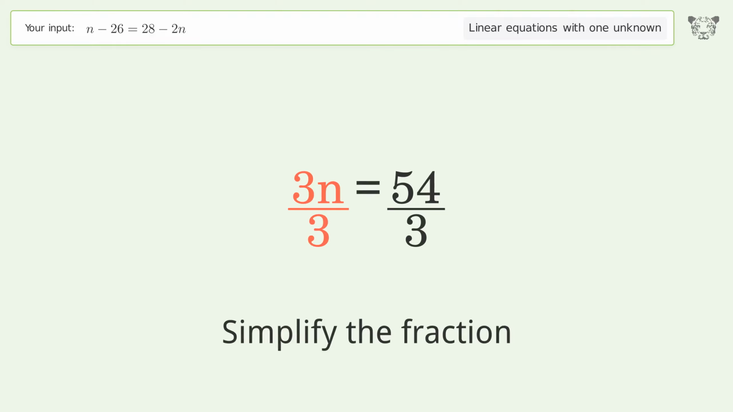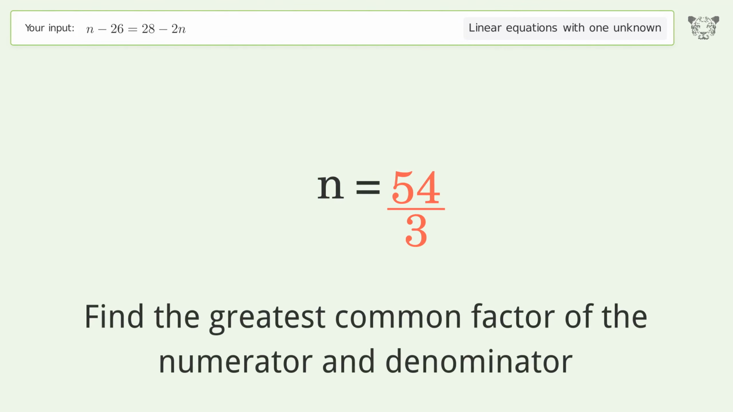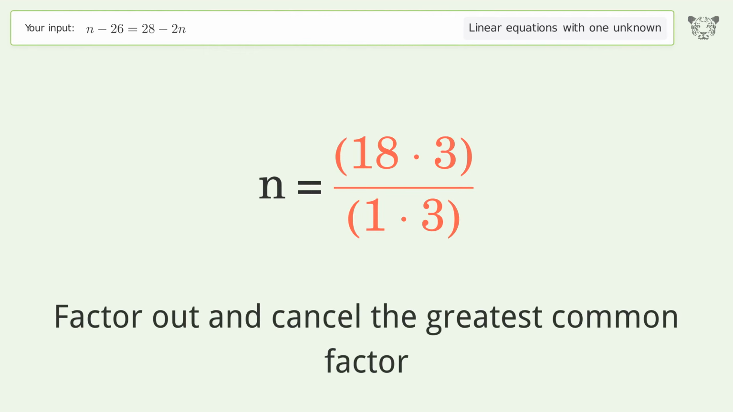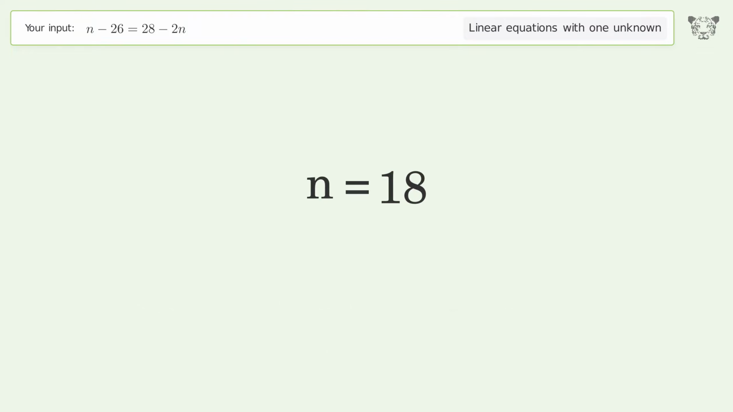Simplify the fraction. Find the greatest common factor of the numerator and denominator. Factor out and cancel the greatest common factor. And so the final result is n equals 18.